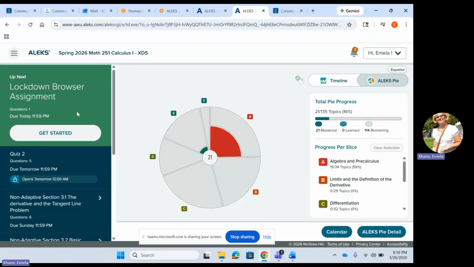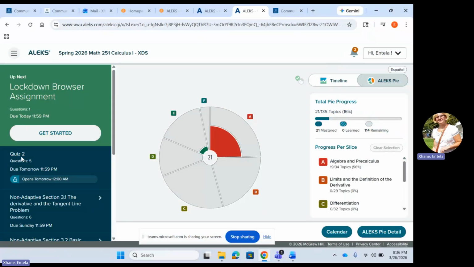In that case, in the absence of any device, you must take the quiz at the testing center. You need to let me know. Send me an email and let me know that you do not have a device to take the quiz online, and therefore we'll schedule time for you to take it at the testing center, and that's going to be right after the break.